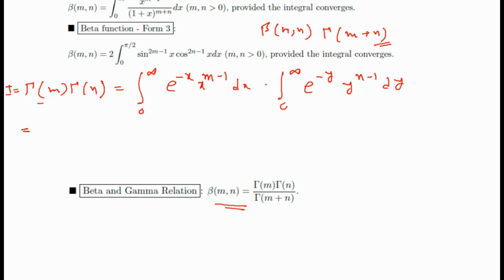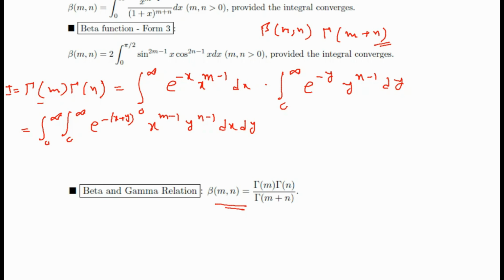And you can write these two as the integral from 0 to infinity of e to the power minus (x plus y) into x to the power n minus 1, y to the power n minus 1, dx dy. Now this is a double integral, and we need to solve this integral.